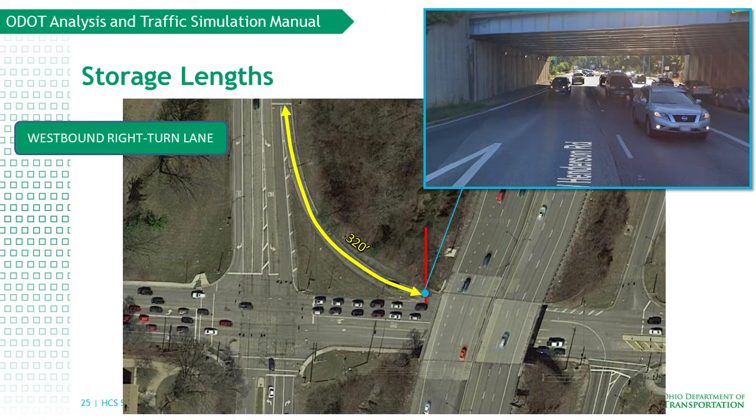Another unique situation is the channelized right turn along the westbound approach. As illustrated here, the bridge over State Route 315 limits the storage length for this turn lane, and the right turn lane widens out immediately west of the bridge. The storage length for channelized turn lanes is measured from the point it begins as a full width lane to the point that it joins the cross street. In this case, the storage length is 320 feet.